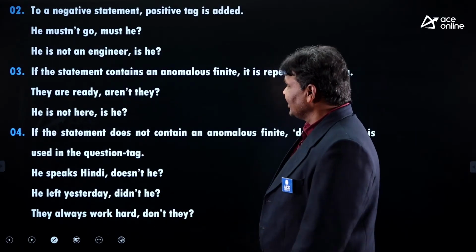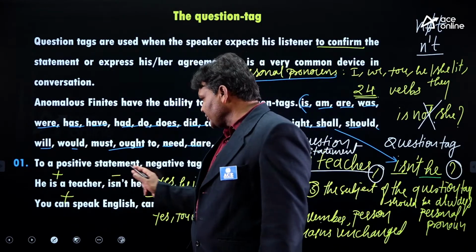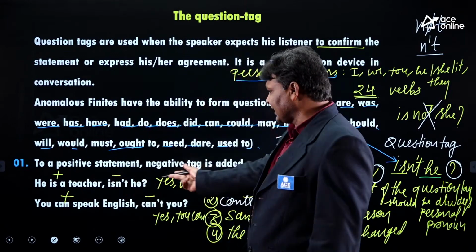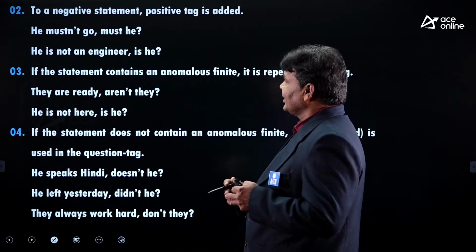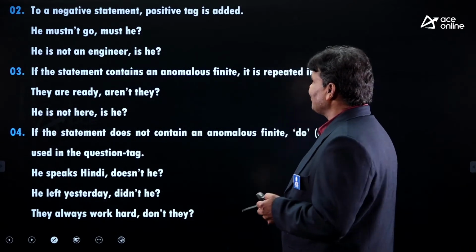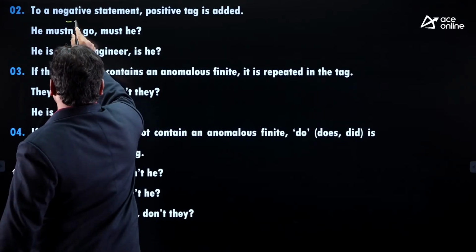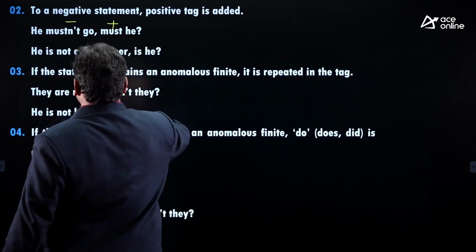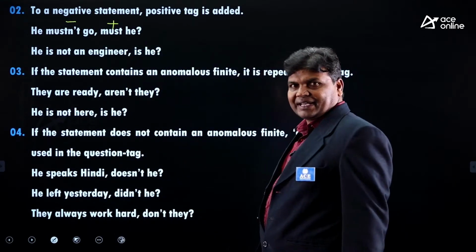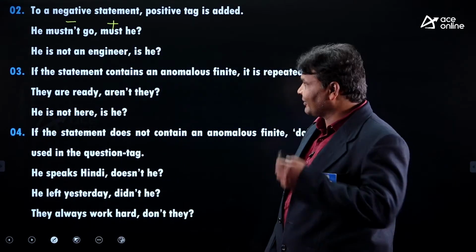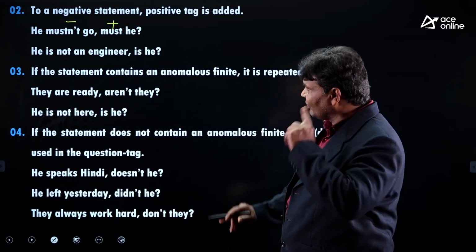So here we go with a few more, students. What did you understand here? To a positive statement, a negative tag is added. That's all, a negative tag. Shall we go with the next one? Yes. To a negative statement, a positive tag is added. He mustn't go is negative, and the tag will be positive. He mustn't go, must he? Yes, he. So the answer will be negative.